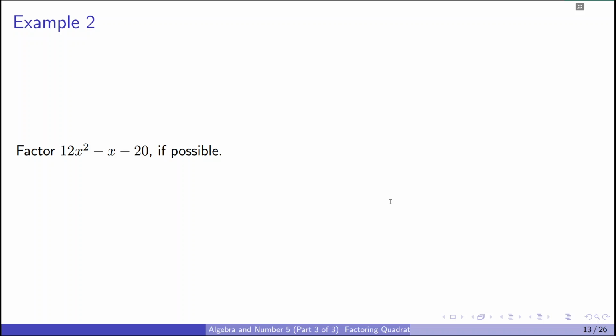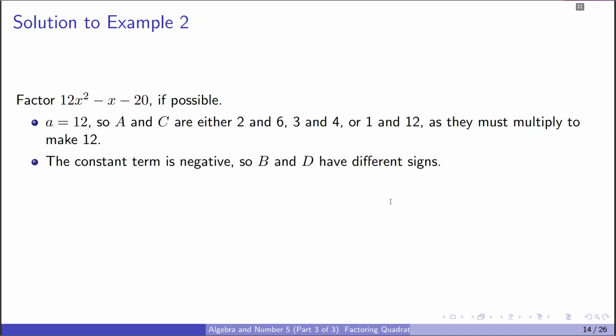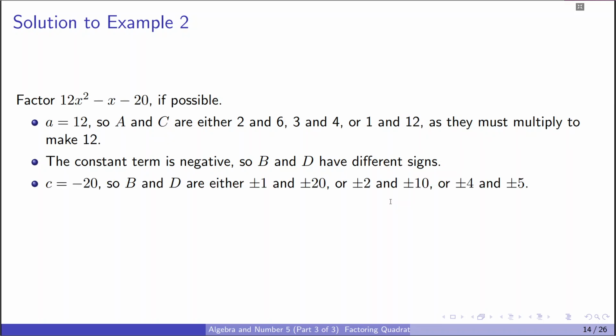So let's factor 12x squared minus x minus 20 if possible. A is 12, so we have 3 possible pairs of values that multiply out to make 12. The constant term is negative, so they're going to have different signs. In fact, that constant term is negative 20. So they're either plus and minus 1 and 20, plus and minus 2 and 10, or plus and minus 4 and 5.